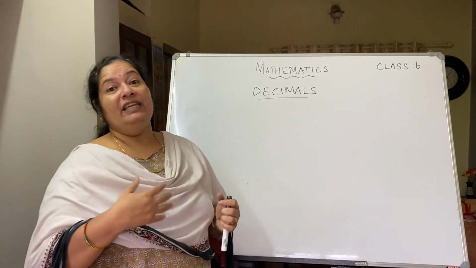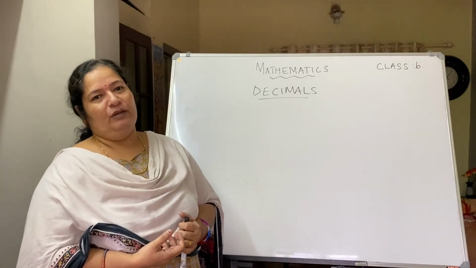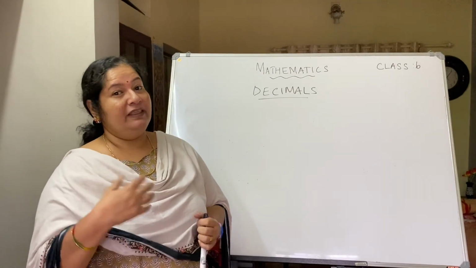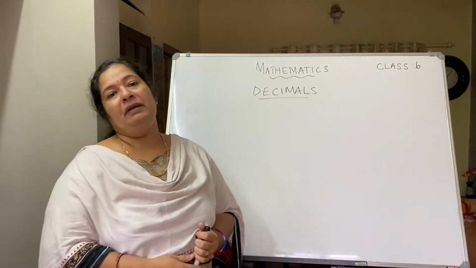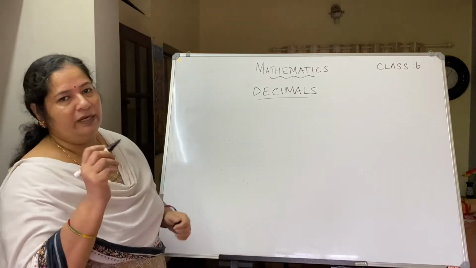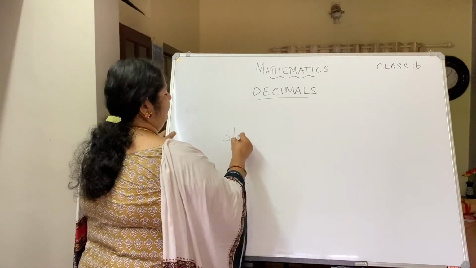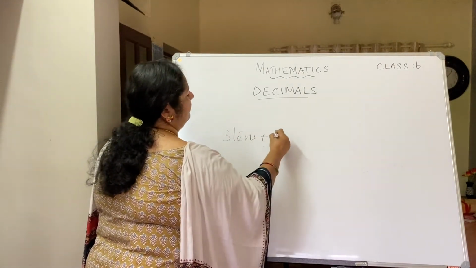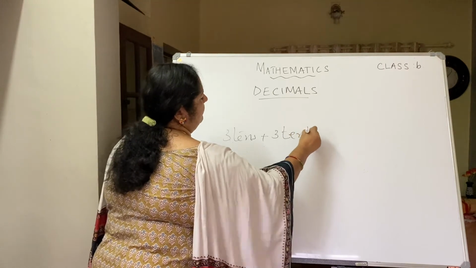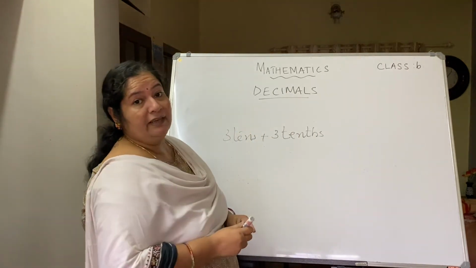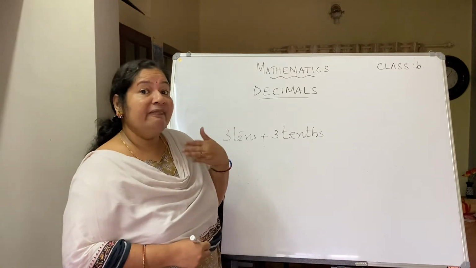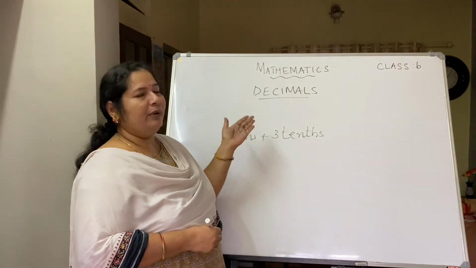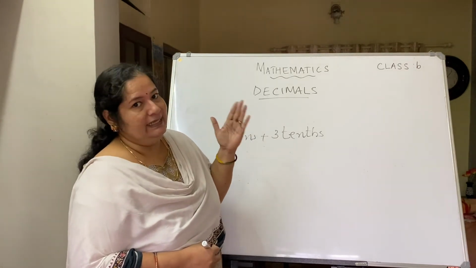Sometimes you may be given the expanded form, or the decimal with the places. How to write the decimal for that? So one question. Suppose it is given like this. The expanded form is given: 3 tens plus 3 tenths. How to write this as a decimal?